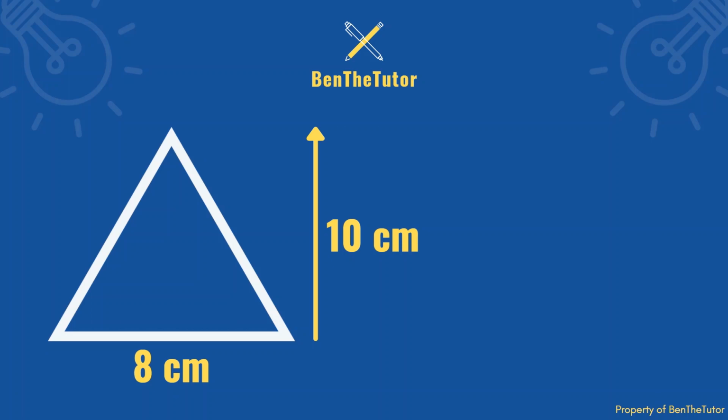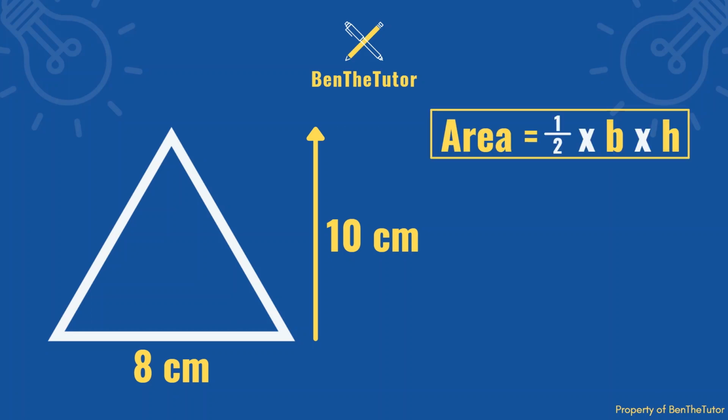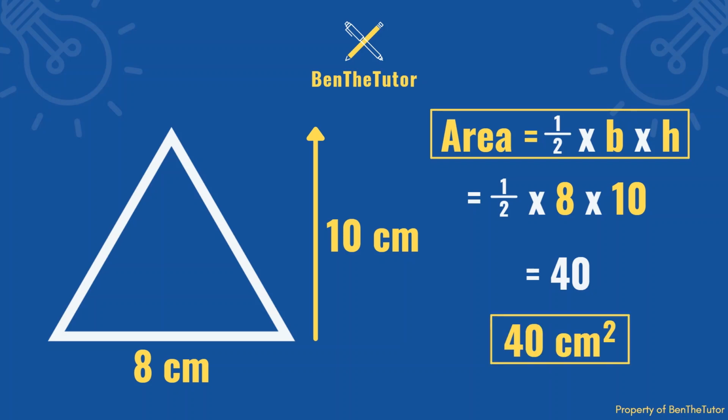So here's an actual example now. The first thing to do is to write down our formula, which is area is equal to half base height, and then we simply sub in our values. So we have area is equal to a half multiplied by the base, which is 8 in this case, multiplied by the vertical height, which is 10. Computing this, we get 40, and of course because we're working with area we must remember our units, and the units are centimetres squared.